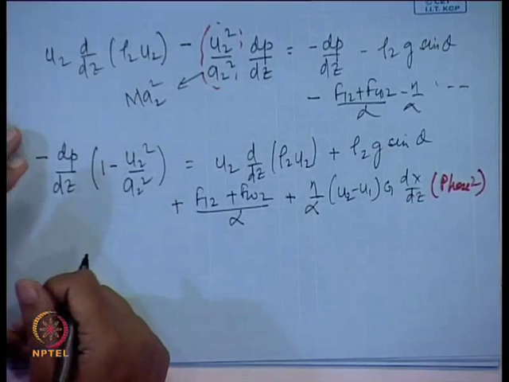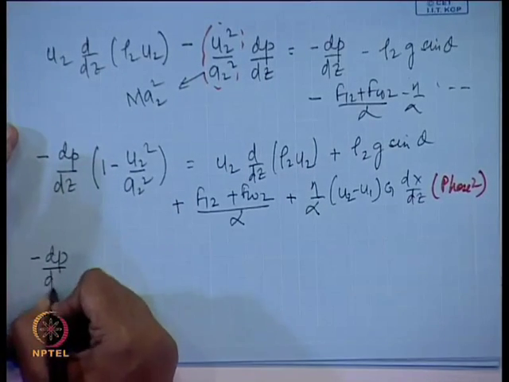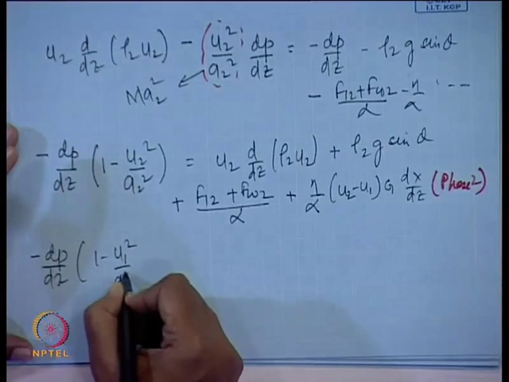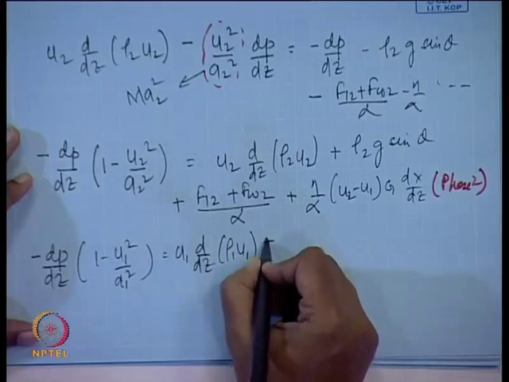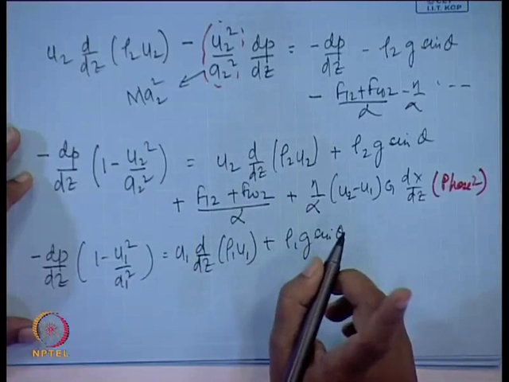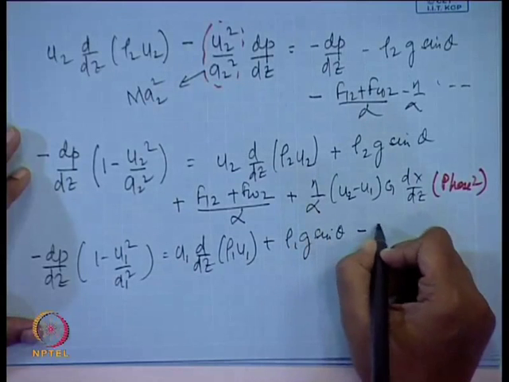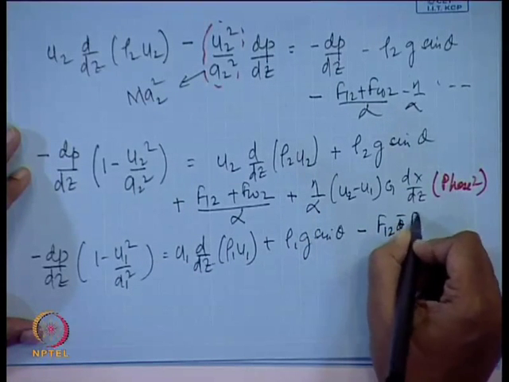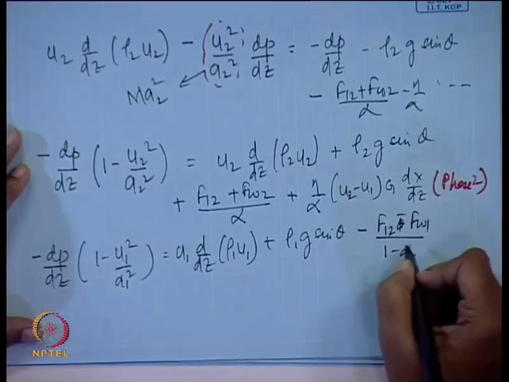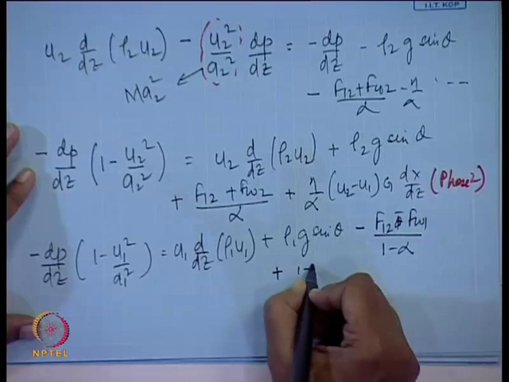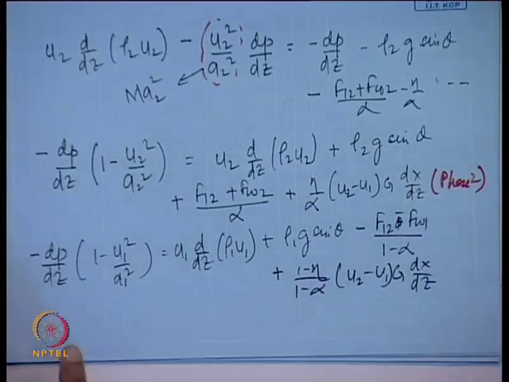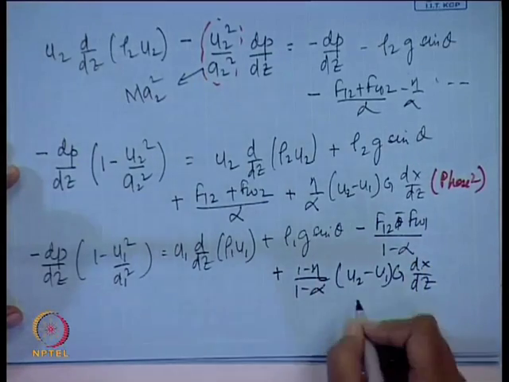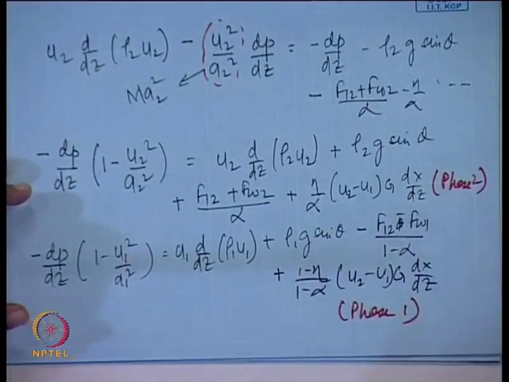Agreed? Similarly, I can just write down the same type of equation for phase 1. There is no need of deriving it separately. Just the same type of equation I can write down for phase 1. Yes or no? Plus rho 1 g sin theta. Just take into account one thing, the signs are very important. Because here it becomes minus f 12, sorry, minus f w 1 by 1 minus alpha. This you have to keep into account. Again plus 1 minus eta by 1 minus alpha u 2 minus u 1 g dx dz. Same thing I have written down. This is for phase 2, this is for phase 1. Agreed? I can write down these two equations.